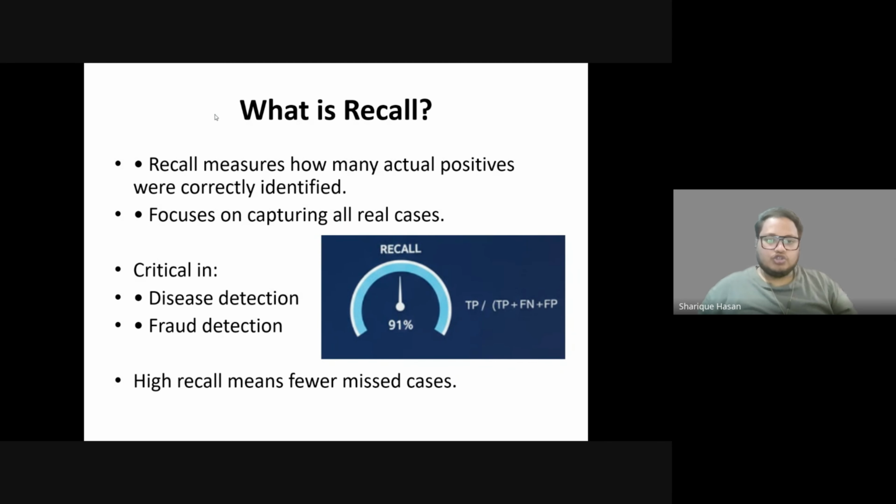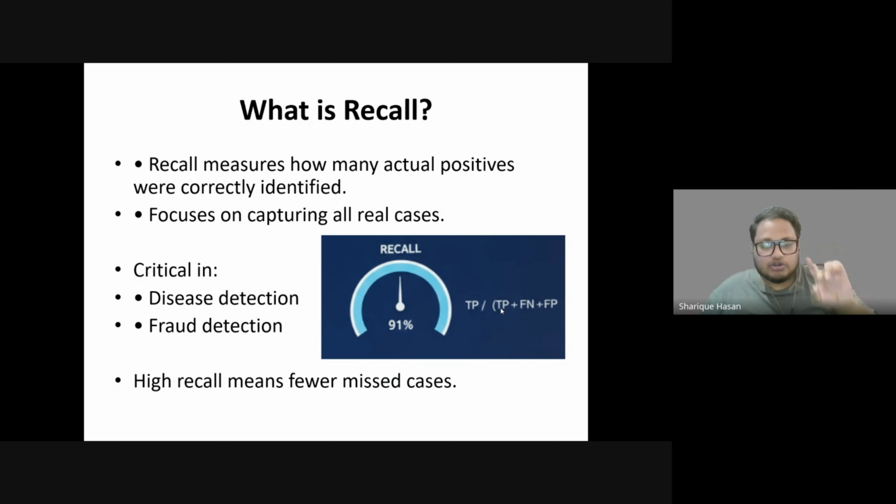Okay, let's read out some points. Recall measures how many actual positives were correctly identified. It focuses on capturing all real cases. It is critical in disease detection and fraud detection also. High recall means we miss fewer cases. If your recall value is high, it means you have captured the actual positives, including those predicted negative but actually positive.